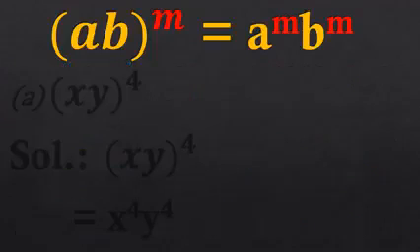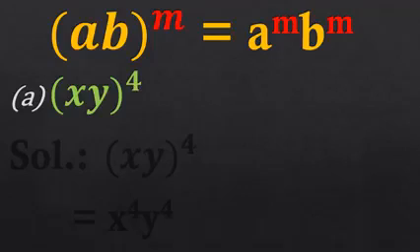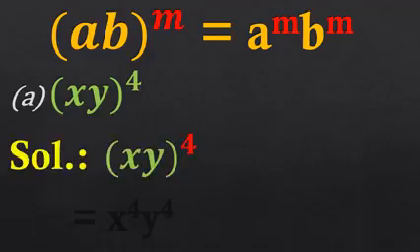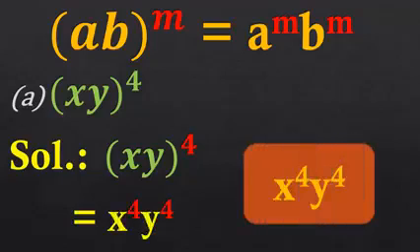Let's begin with letter A, which is the 4th power of xy. So using the third law of exponent, we will simply distribute the exponent to each term inside the parentheses. That means the exponent 4 we give to each letter in the parentheses. We give 4 to x, we give 4 to y. Hence, 4th power of xy is equal to x to the 4th power, y to the 4th power.